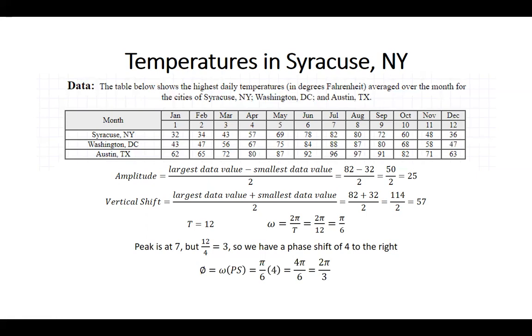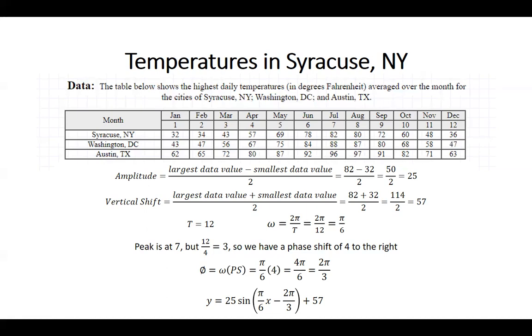So if our phase shift is equal to 4, then we multiply that by omega, which is pi over 6, which gives us 4 pi over 6 or 2 pi over 3, and that gives us phi. Now that we have our amplitude, our omega, phi, and b, we can put the equation together. So we have y is equal to 25 sine of pi over 6 x minus 2 pi over 3, plus 57.